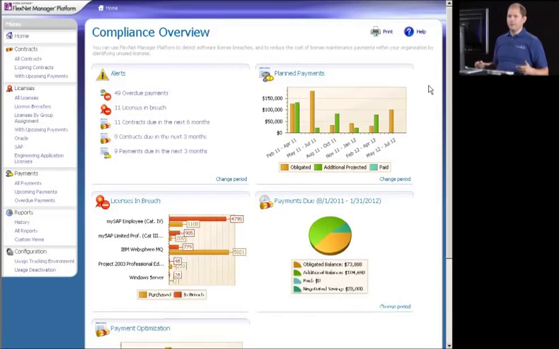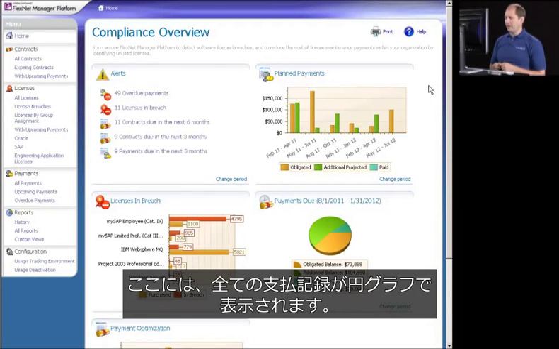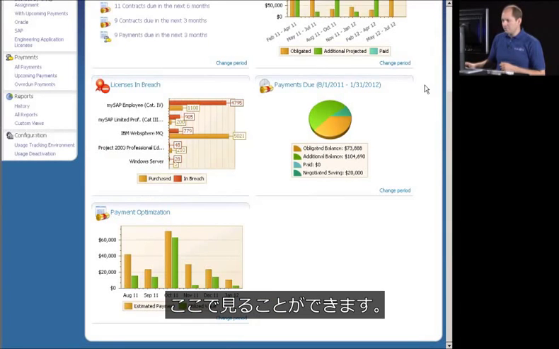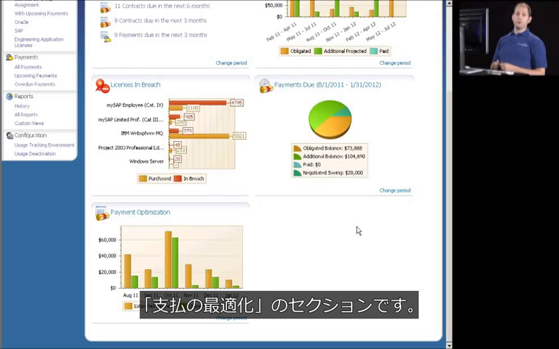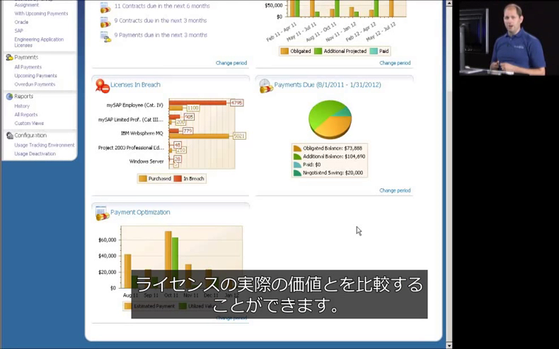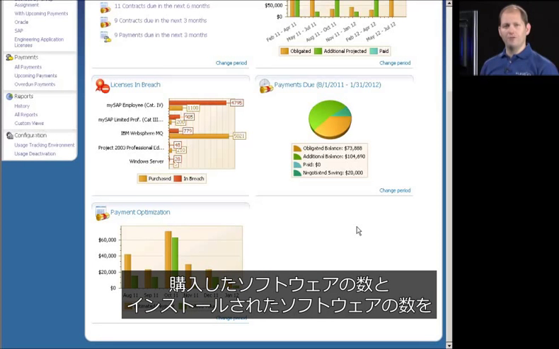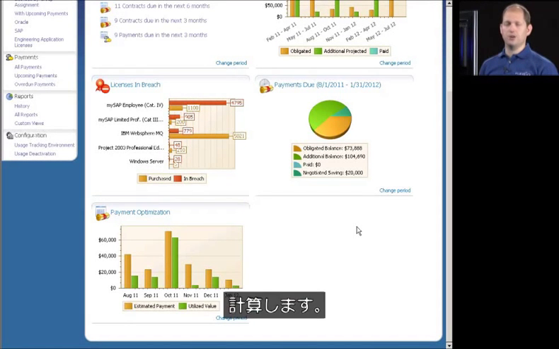The payments due chart highlights all of the payments in a big pie chart to understand what kind of payments we have and what kinds of savings we've made in the past on those payments. And there's an additional chart down the bottom on payment optimization. This is a very interesting one because using the payment optimization, we can understand the level of payments going out to the vendors and compare at the same time the actual utilized value. Utilized value is a comparison of the installed software versus the purchased software, and also comparing the actual used software against those totals as well.